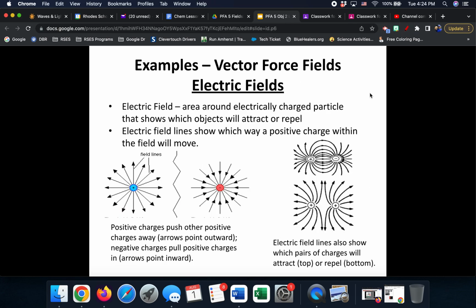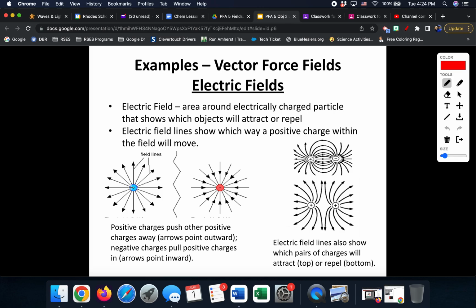Electric fields are areas around electrically charged particles. Notice this. If it's a positively charged particle, the forces are moving away from it. And if it's negatively charged, the forces are moving towards it. Over here, we have a positive and a negative. Opposites attract, so in the middle, they're going towards each other, and away, well, positives are still trying to leave, but you can see they're kind of bending toward the negative side, and the forces around the negative are trying to go toward it, but they're bending toward the positive side too.